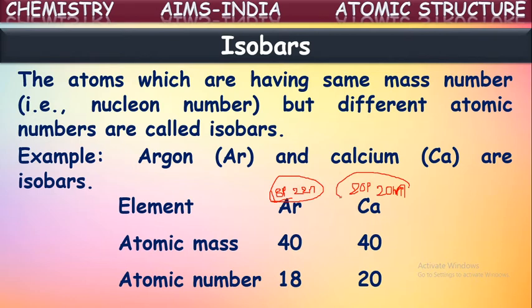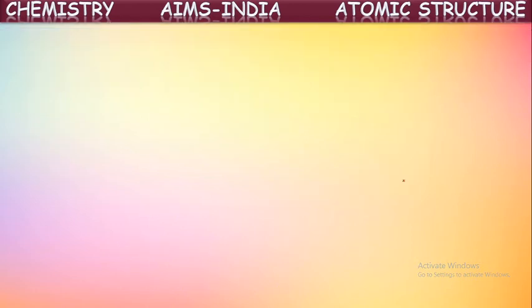Nothing but the mass number. Both have the same mass number in common. They have different atomic numbers, but the mass numbers are the same. This kind of atoms are called isobars. Atoms with the same mass number but different atomic numbers are called isobars. Okay.